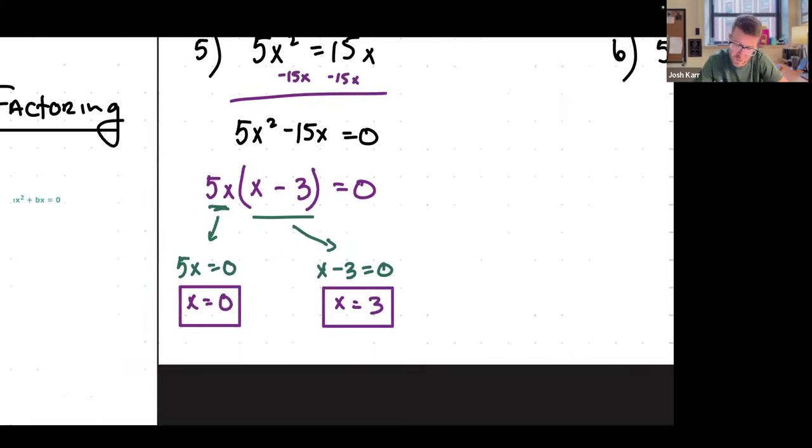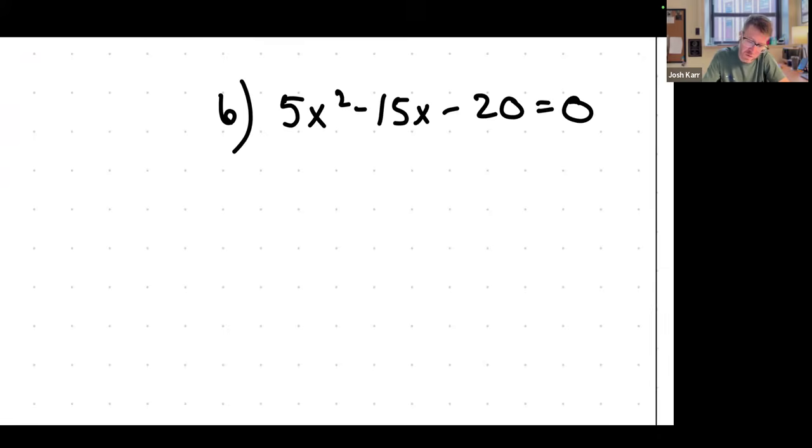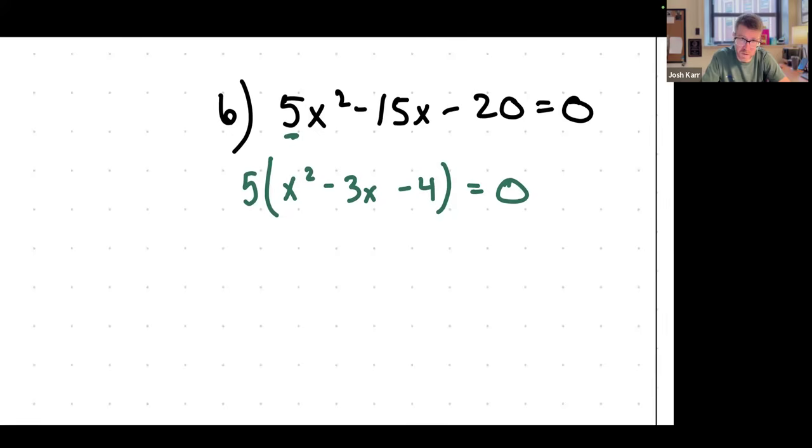All right, one more. All right, number 6. So let's look at this thing. It's set equal to 0. That's great. Factoring. We have a leading coefficient, so let's make sure we check for GCF. Does anything go into all 3 of these terms over here? Yes, a 5 goes into all of them. So let's factor out a 5. Make our factoring job a little bit easier.